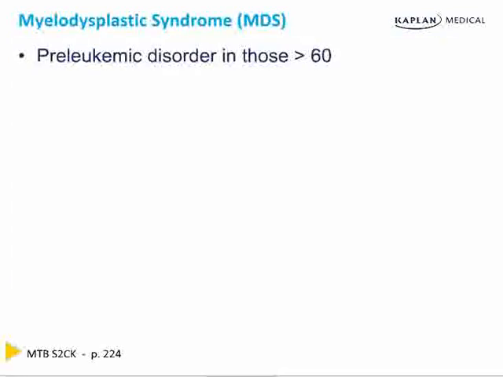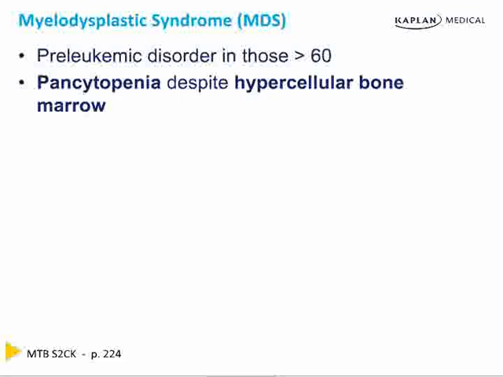Myelodysplastic syndrome, or MDS, is a pre-leukemic disorder. It's extremely uncommon under the age of 60. It presents with pancytopenia despite the fact that the bone marrow is working overtime. The cells are made a lot. There's a hypercellular bone marrow, but they get destroyed easily. The cells are defective. They break. It's like buying TVs that just don't work. They make a lot of them, and then they're broken right away.